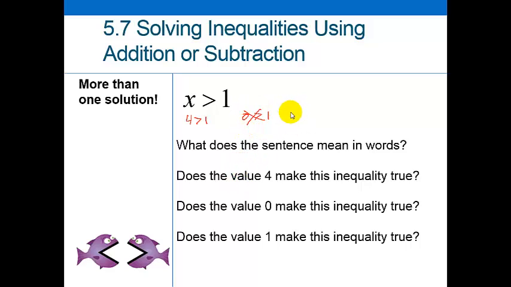And then what about if I put 1 in? Is 1 greater than 1? That's not a true statement. It's equal to. So that's not a correct statement. And we want to find out if it makes it a true inequality or a false one.